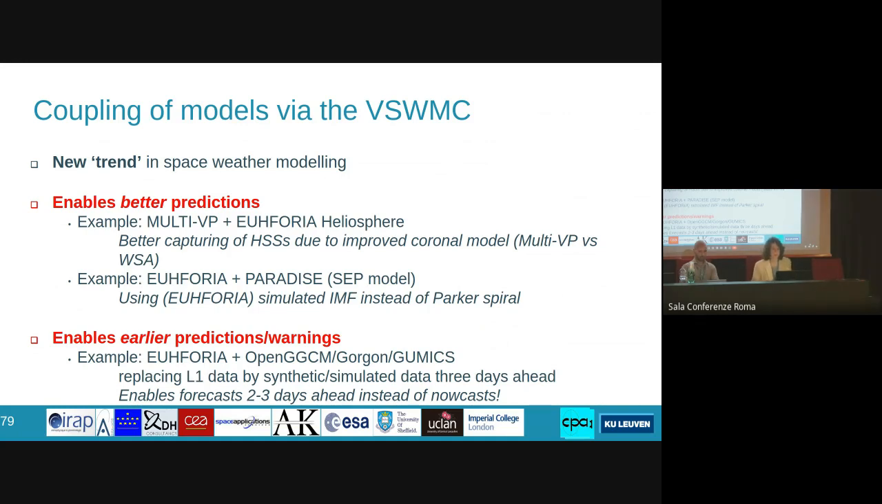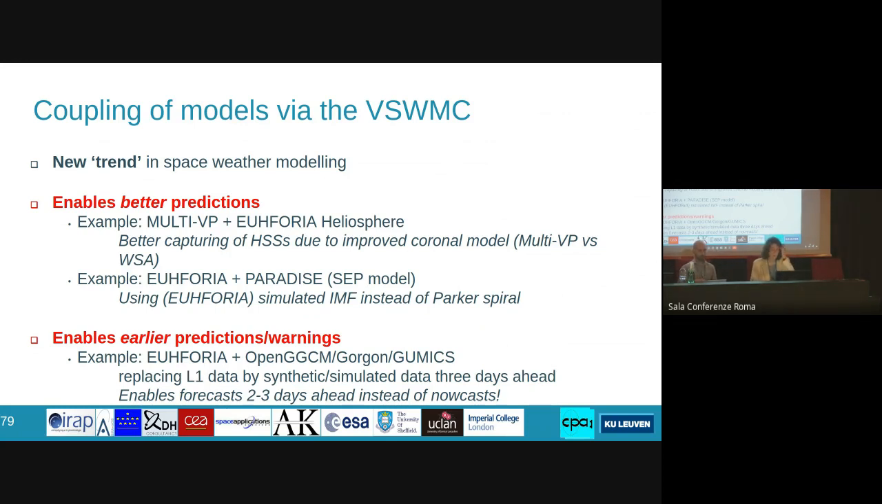So this has been a new trend for a while to integrate all these models in one platform to be able to get better predictions, but also to be able to improve science, so improve physics that you are learning. So this type of platform, like Virtual Space Weather Modeling Center, actually enables better predictions. Because, for example, when you do the multi-VP corona plus EUHFORIA heliosphere, you get better capturing of high-speed streams compared to the original WSA EUHFORIA chain.